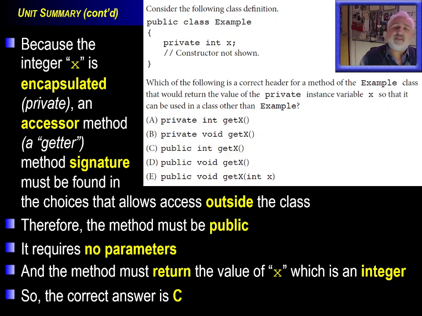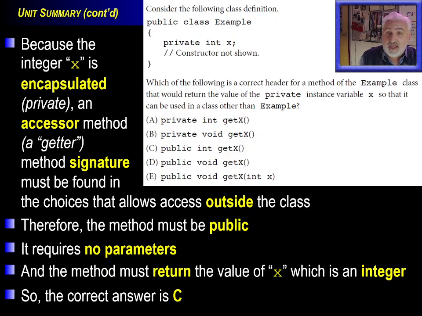So first of all, if it's going to be used in a class outside of Example, the method has to be public. Otherwise, it's an encapsulated method. So the first two, A and B, are right off the table. They can't be private methods. Okay? So now we're down to 3.